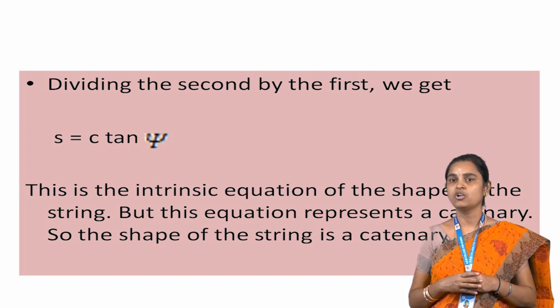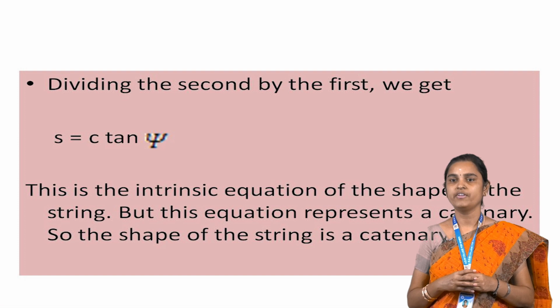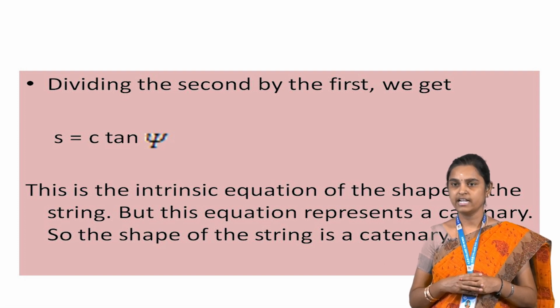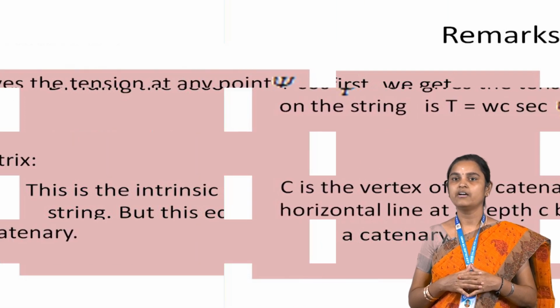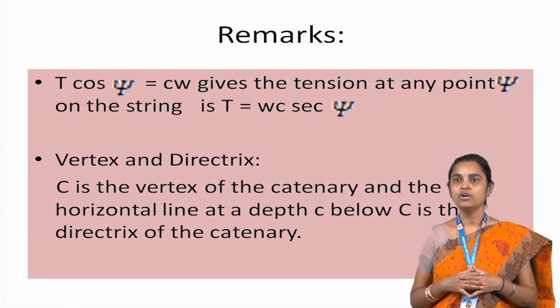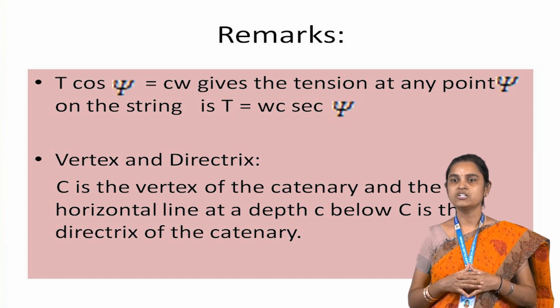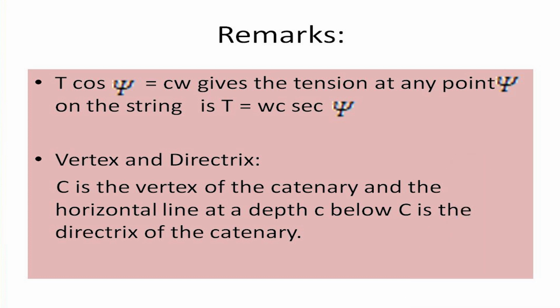So while we are taking the horizontal component 0 and vertical component 0, we get the shape of the string is a catenary. So we have proved that the shape of the string hanging in a suspension bridge is a catenary. From this we further proceed to the remarks. We got T cos psi equals cw. It gives the tension at any point psi on the string: T equals wc secant psi, because T equals cw times 1 by cos psi, and 1 by cos psi is secant psi. Now the definition of vertex and directrix: C is the vertex of the catenary and the horizontal line at depth c below C is the directrix of the catenary.